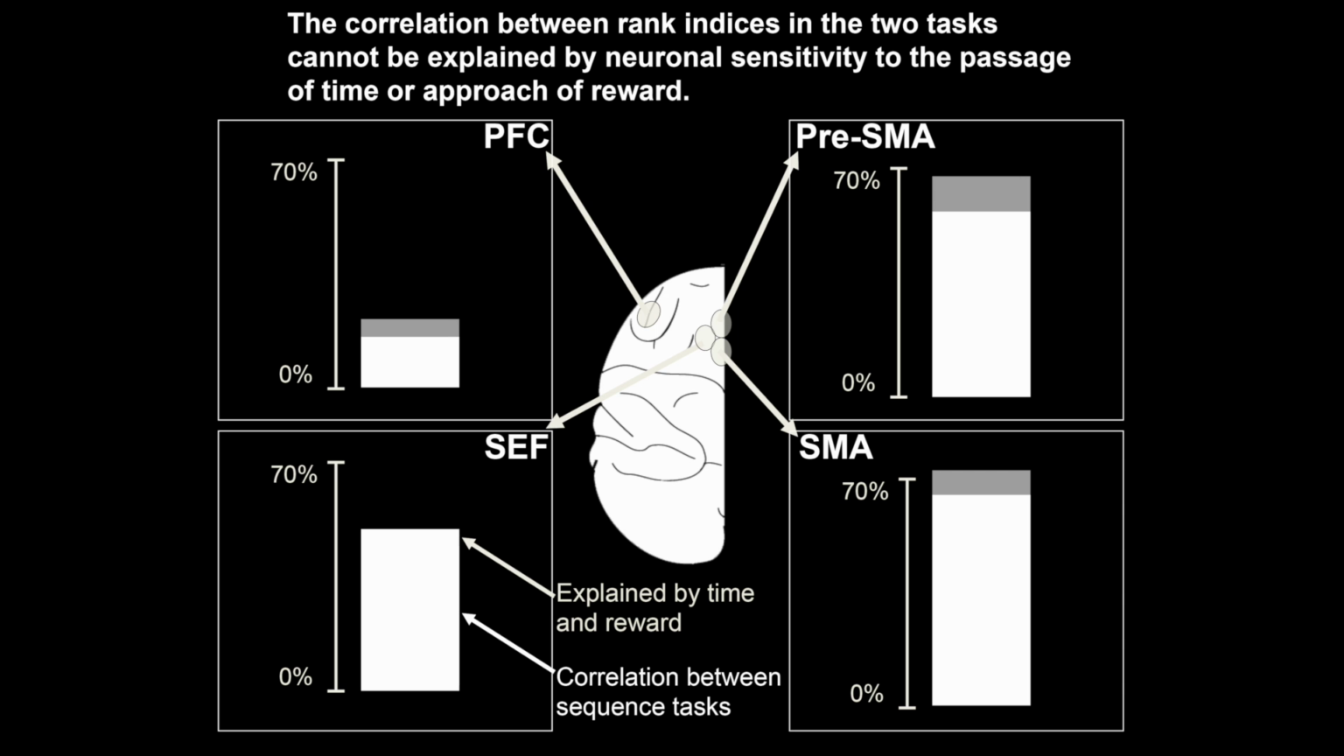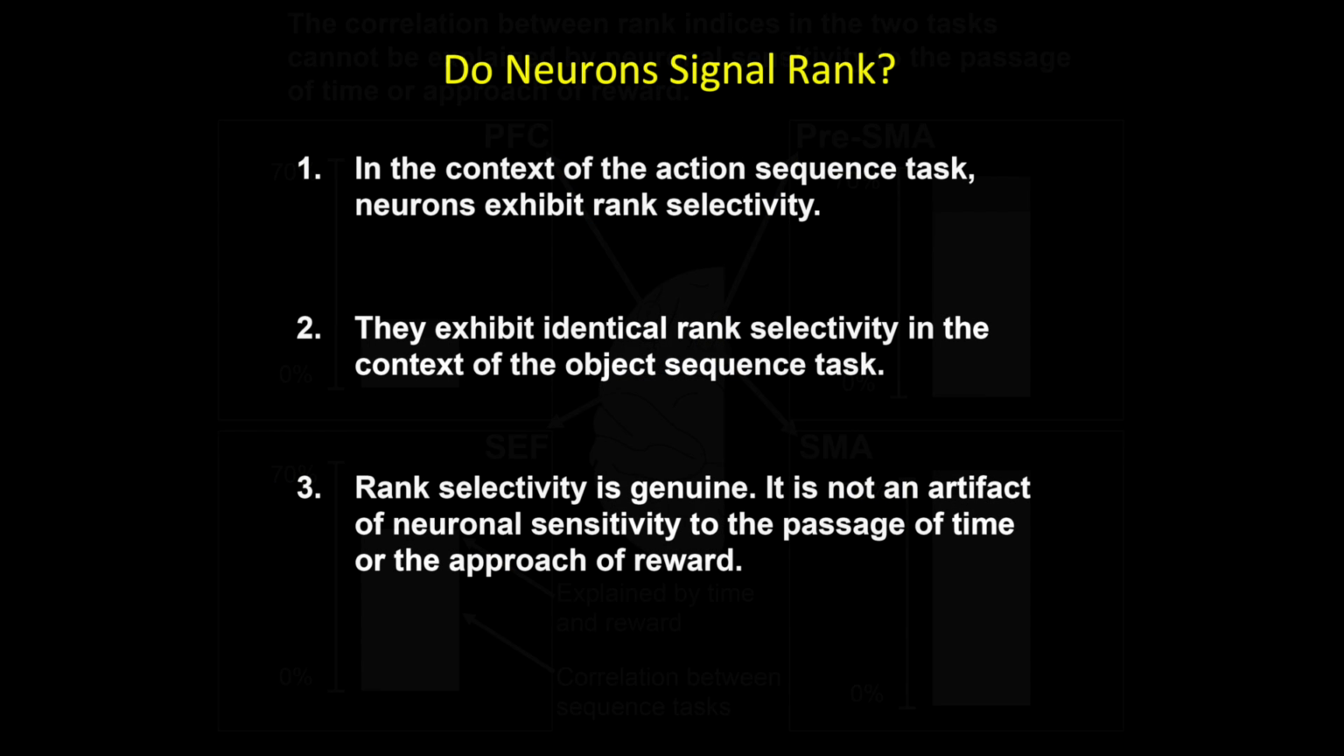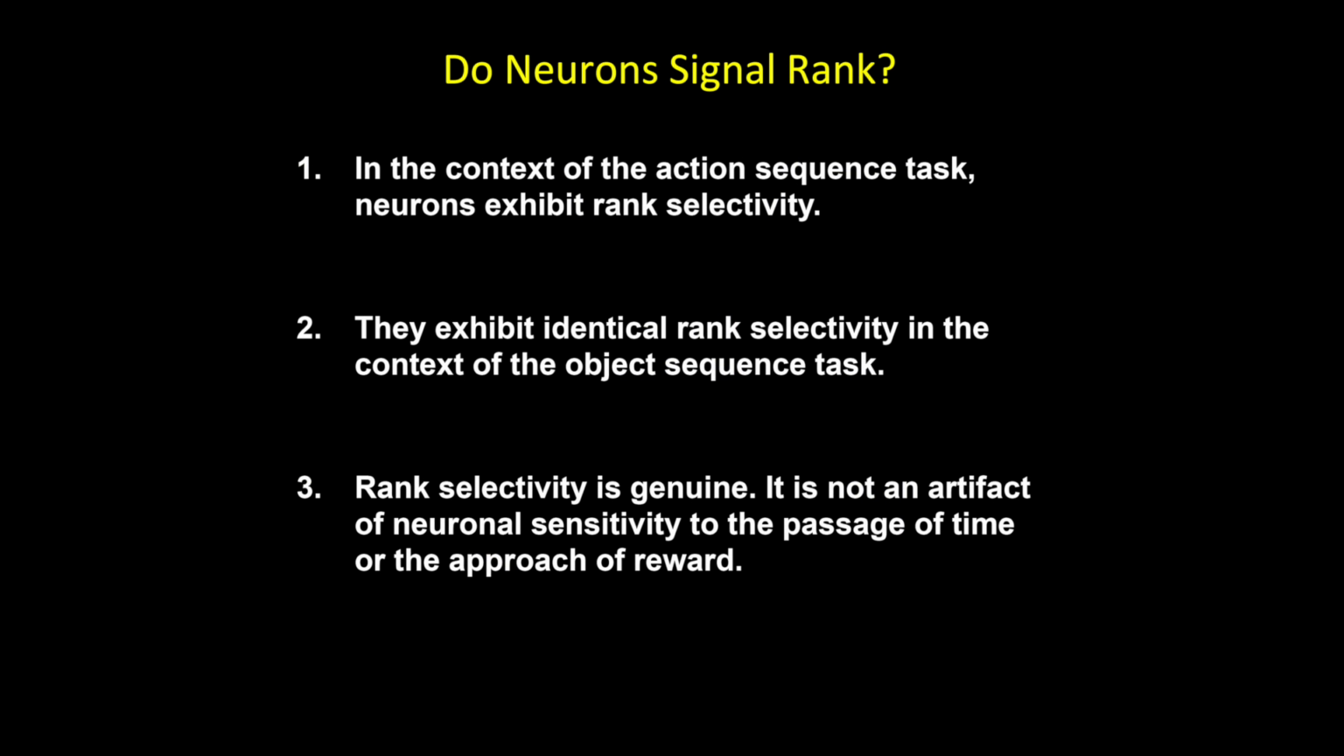We also looked at some of the other confounding factors, but right now we can summarize what we've learned and make certain conclusions. In the context of an action sequence task, we observed the neurons exhibit rank selectivity. They exhibit identical rank selectivity in the context of the object sequence task. Rank selectivity seems to be genuine. It is not an artifact of neuronal sensitivity to the passage of time or the approach of reward.